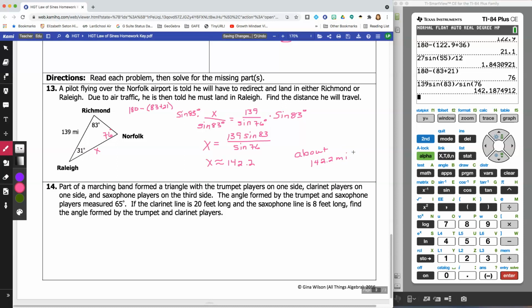Okay, let's take a real quick look at question number 14. Part of a marching band formed a triangle with the trumpet players on one side, clarinet players on another side, and saxophone players on a third side. So let's take a look at this triangle, and I'm just going to draw a triangle, okay? And I have trumpet players here. You know, it doesn't really matter where, but I'm going to put trumpet players over here, right? And we have saxophone players.